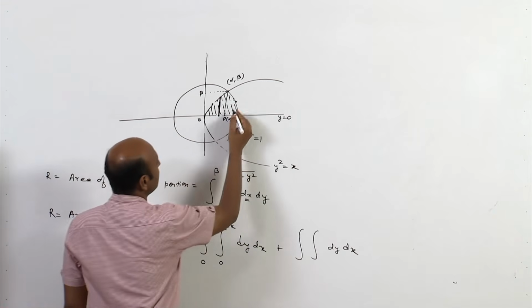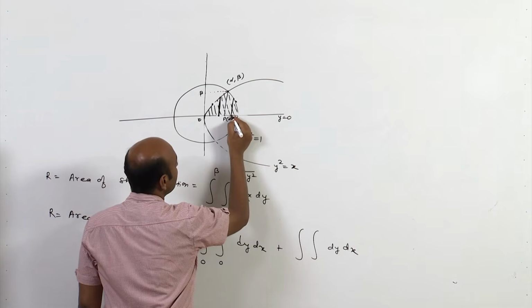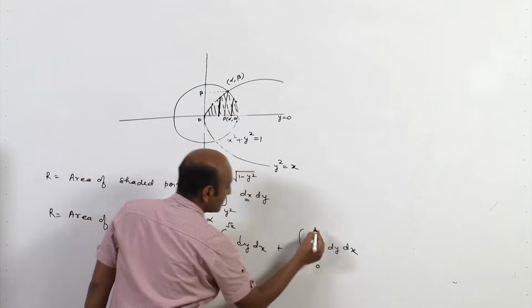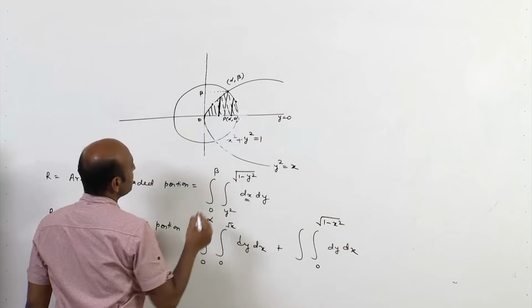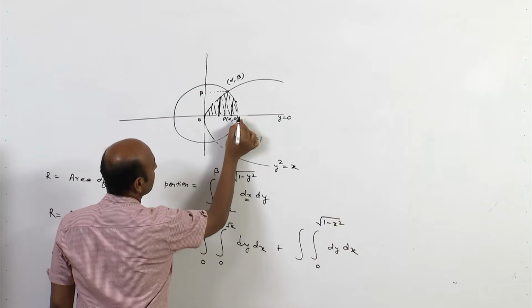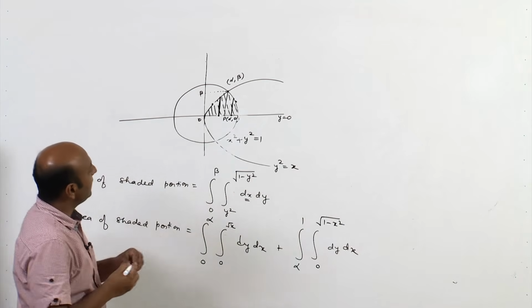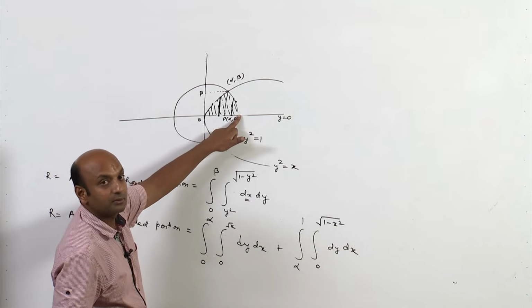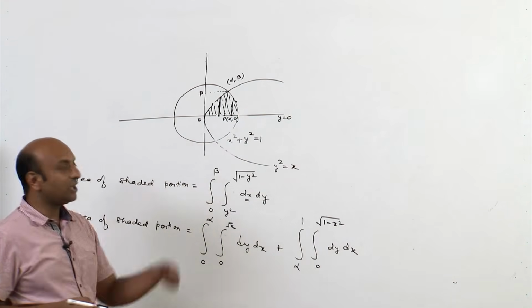And in this region, when you take a strip parallel to y axis, here y is 0 and here y is on the circle, which is given by under root 1 minus x square, and x is varying from alpha to 1, because here x is alpha and here x is 1. So, the sum of these two will give the area of the shaded region.